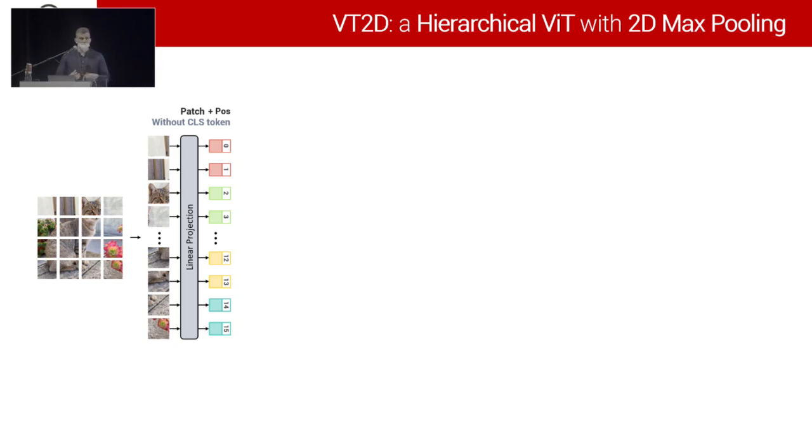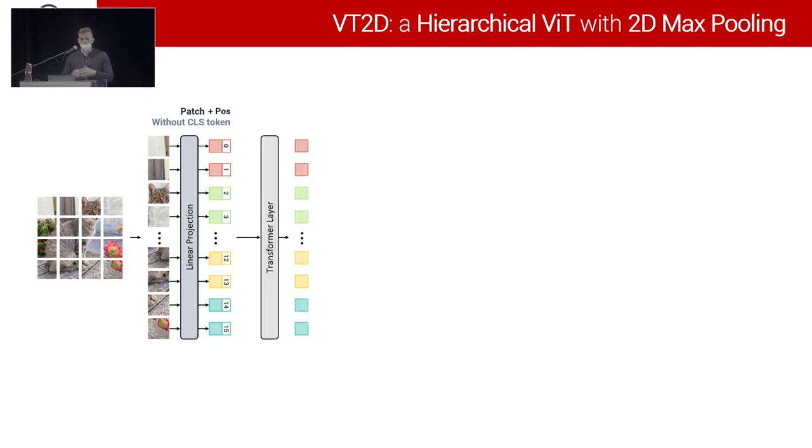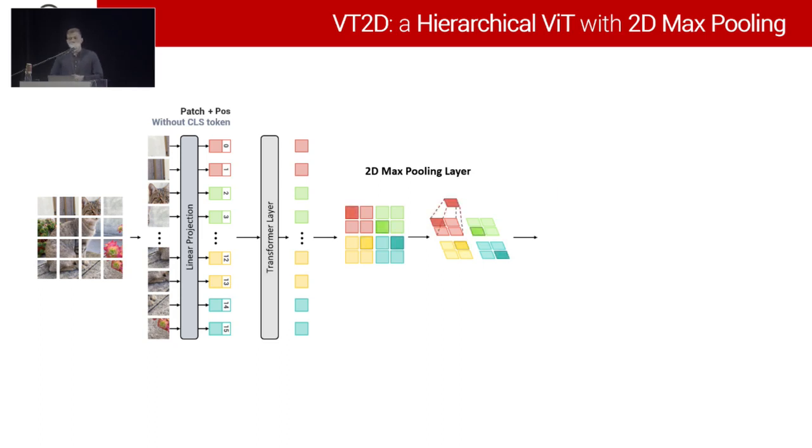The embedded patches plus the positional embedding go through a transformer layer, and we obtain a sequence of visual tokens that has the same length as the input so far. So now we apply the bidimensional max pooling. First, we rearrange the sequence of tokens to the original spatial configuration. Then we apply the bidimensional downsampling with the pooling to connect different patches and to reduce the length of the sequence of tokens.